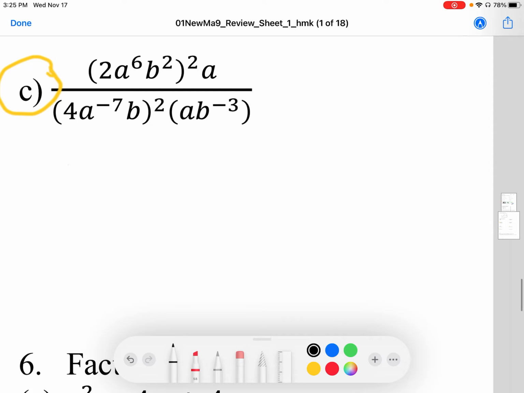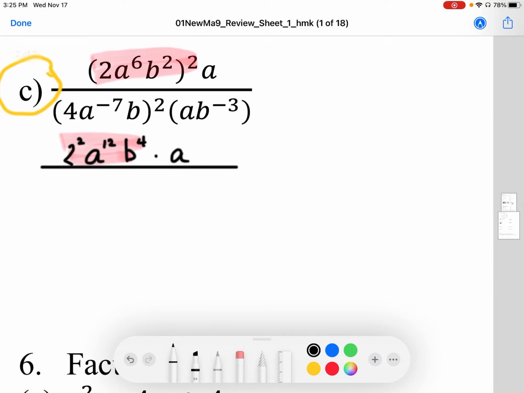Let's use a thinner pen here. So I'm going to end up with 2 to the power 2, a to the power 6 to the power 2, which is a to the power 12. b to the power 2 squared is b to the power 4, and then we have the times a here. Okay, so that's all going to be described by that, that part there. So now I've dealt with the numerator.